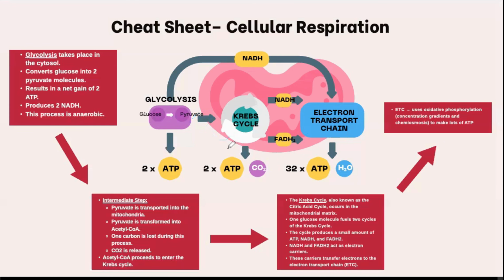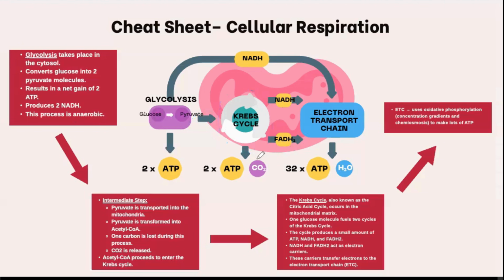So to recap, this intermediate step is allowing pyruvate to go into the mitochondria by converting the pyruvate itself into what's called acetyl CoA. And that acetyl CoA then churns the Krebs cycle. Now, in some textbooks, they call the Krebs cycle the citric acid cycle. So just be aware that the Krebs cycle can also be known as the citric acid cycle, and this occurs in the mitochondrial matrix, the inner membrane that is internal to the mitochondria.